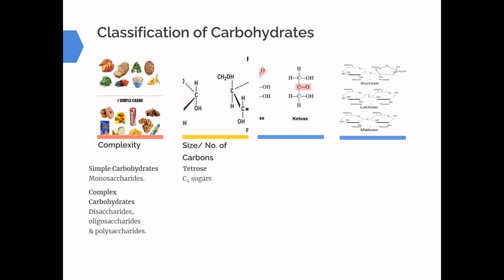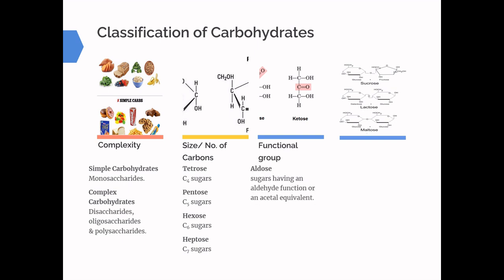The carbohydrates are also classified based on the size or number of carbons as tetrose, pentose, hexose, and heptose, which are C4, C5, C6, and C7 sugars. Based on the functional group, the carbohydrates are classified as aldose sugars, which have an aldehyde functional group or an acetal equivalent, and ketose sugars, which have a ketone group or an acetal equivalent.